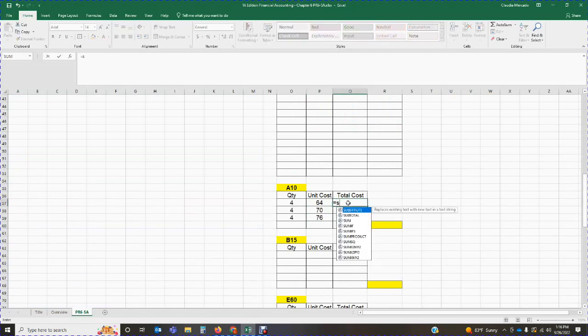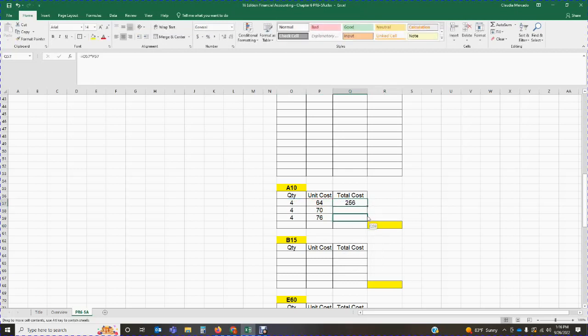First we calculate the total cost. It's going to be the quantity times the unit cost. Oh, I deleted the number. Let me undo. So there should be a 4. It should be 4 times 64. We multiply the quantity times the unit cost, and that's going to give me my total.